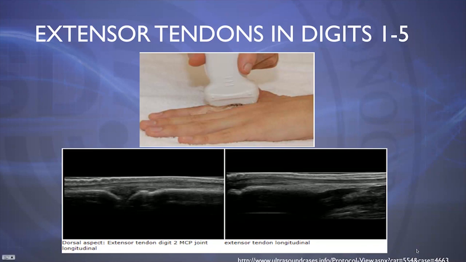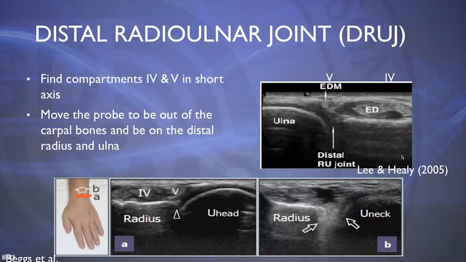Now moving again into the joints, we talked about them a little bit a while ago, just as a brief overview. But in looking at the distal radial ulnar joint, you're going to want to try to find and be in the region of compartments 4 and 5. Move the probe to be out of the carpal bones and beyond the distal radius and ulna in transverse, and you should be able to see the distal radial ulnar joint.